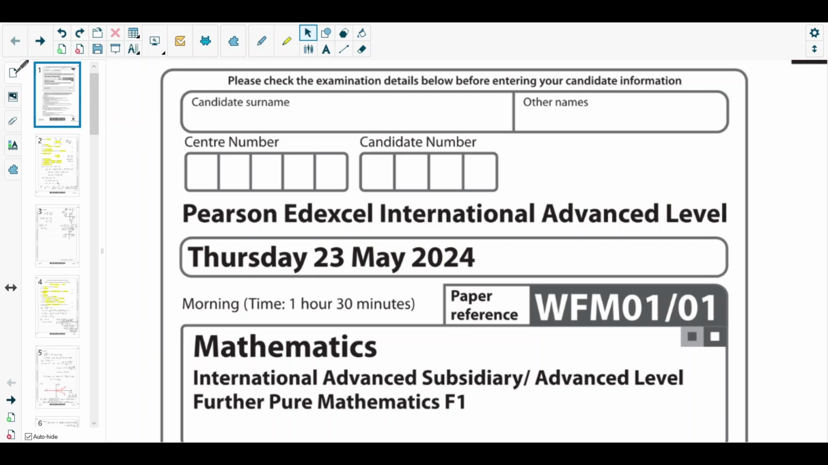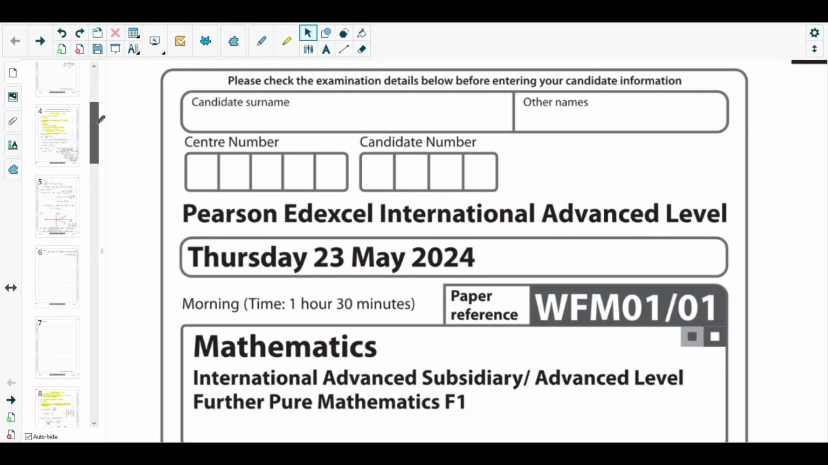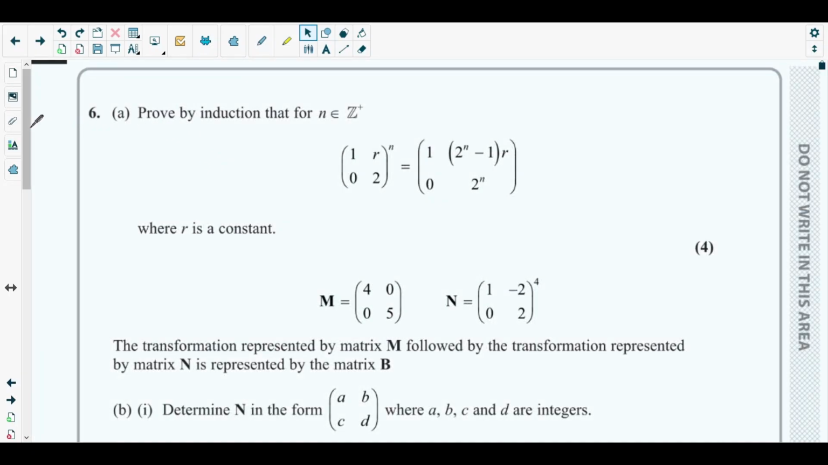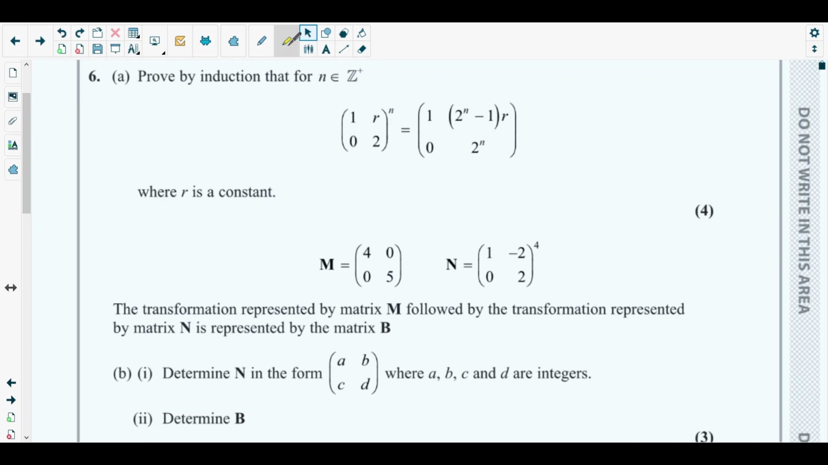In this video, we will be solving question number 6 from the most recent past paper of further pure mathematics, which is the May 2024 F1 paper. So let's get started with question number 6 of this paper. Okay, at first, part A.